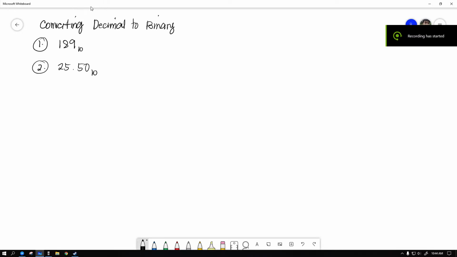Now I will be showing you how to convert decimal numbers, or numbers of base 10, to the binary number system, or base 2. So, base 10 to base 2.